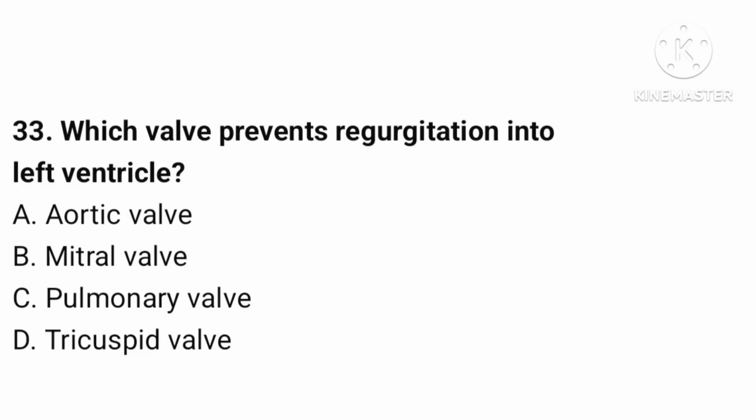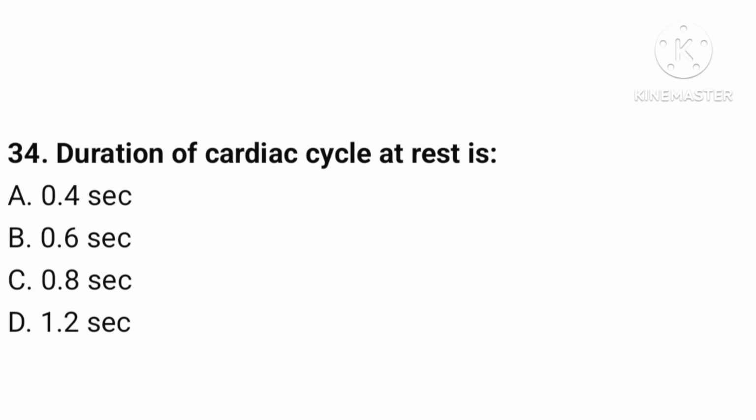Which valve prevents regurgitation into the left ventricle? Correct option is A. Aortic valve. Duration of the cardiac cycle at rest is. Correct option is C. 0.8 seconds.